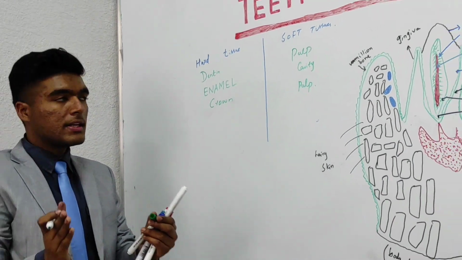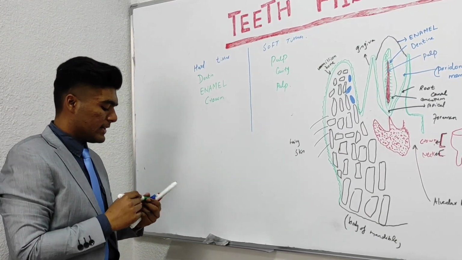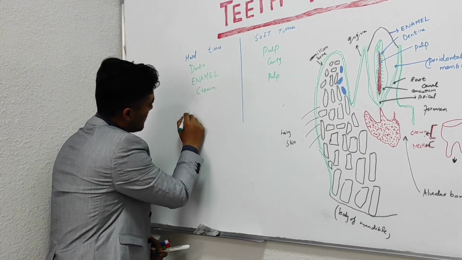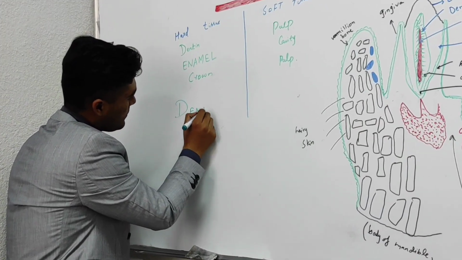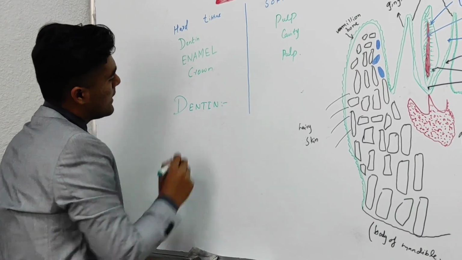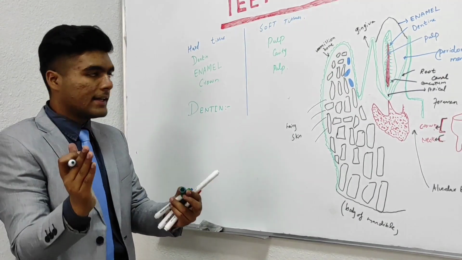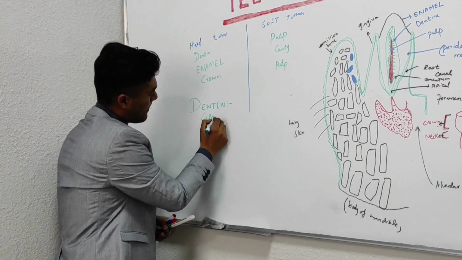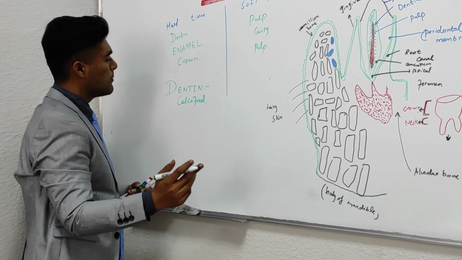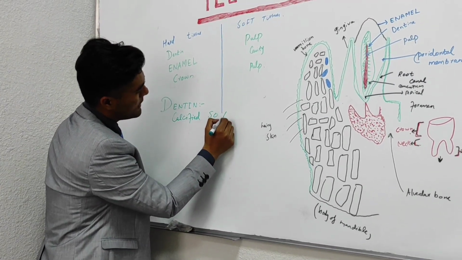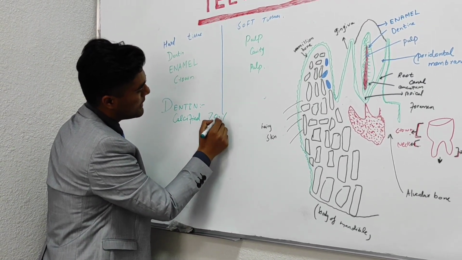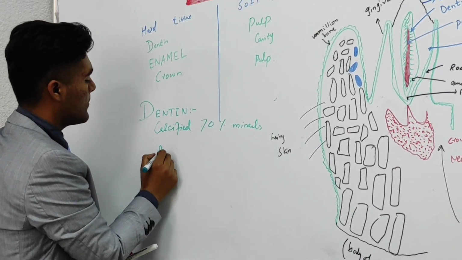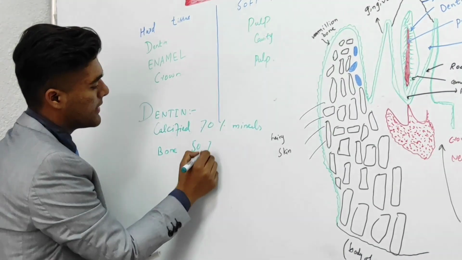Now, going further in detail about dentine, what it actually is and what its role is in teeth histology. Dentine is basically a structure exactly similar to bone, but it is calcified, and like bone, about 70% of its dry weight is minerals.